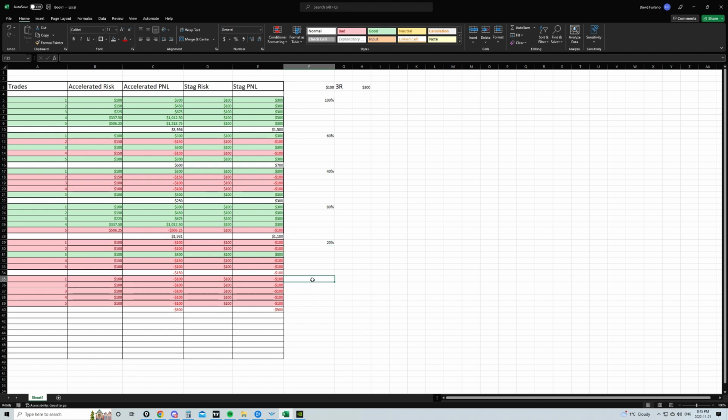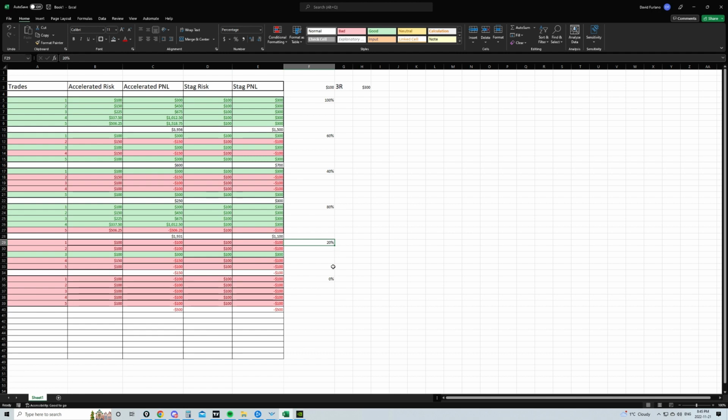Okay, 0% win rate. We lost $500 on both sides. So let's go through this and check this out. On a 0% win rate, we're in the exact same boat, right? We're losing $500. This is just over the course of 5 trades.